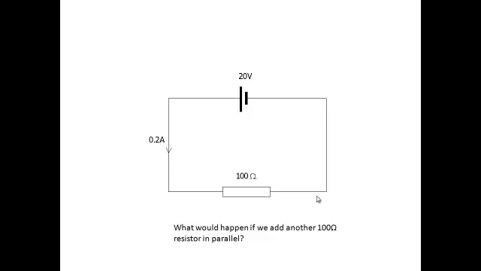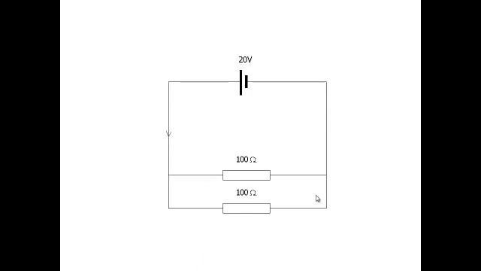Now, what would happen if we put another 100 ohm resistor in parallel with the first one? Would it be easier or would it be harder for the current to flow through? Well, imagine it's like a dual carriageway. Instead of just having a single lane for cars, now we have two lanes for cars to flow down. So I imagine it's going to be easier for the current to flow. So I imagine that the current would be bigger.